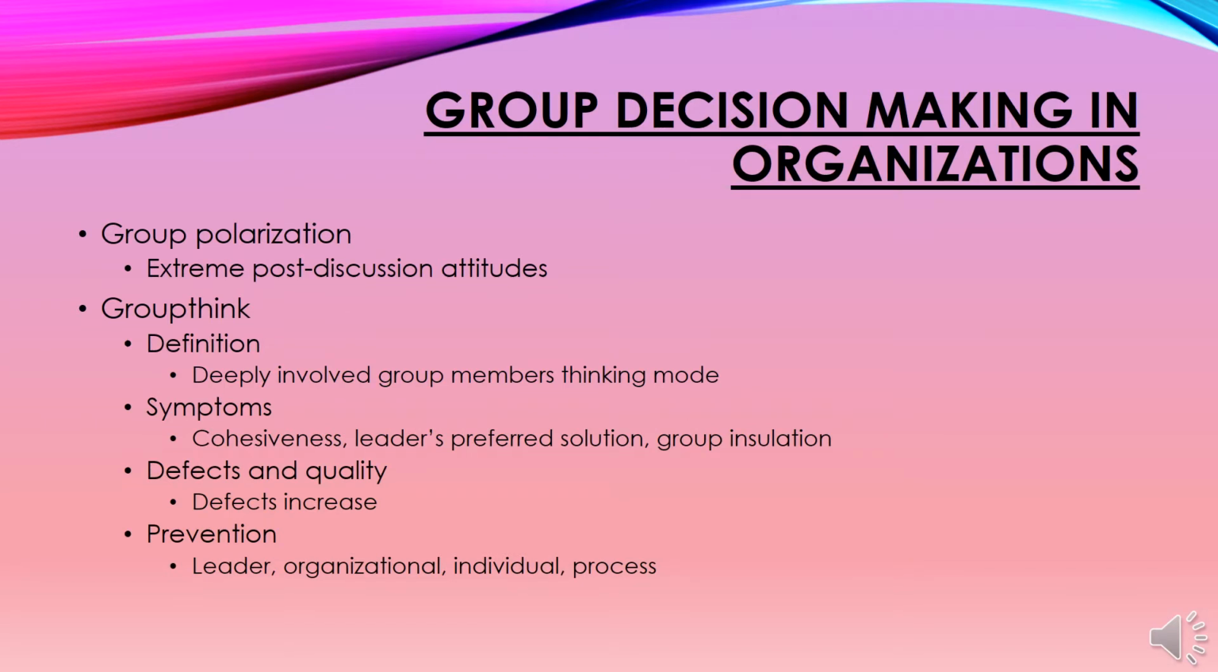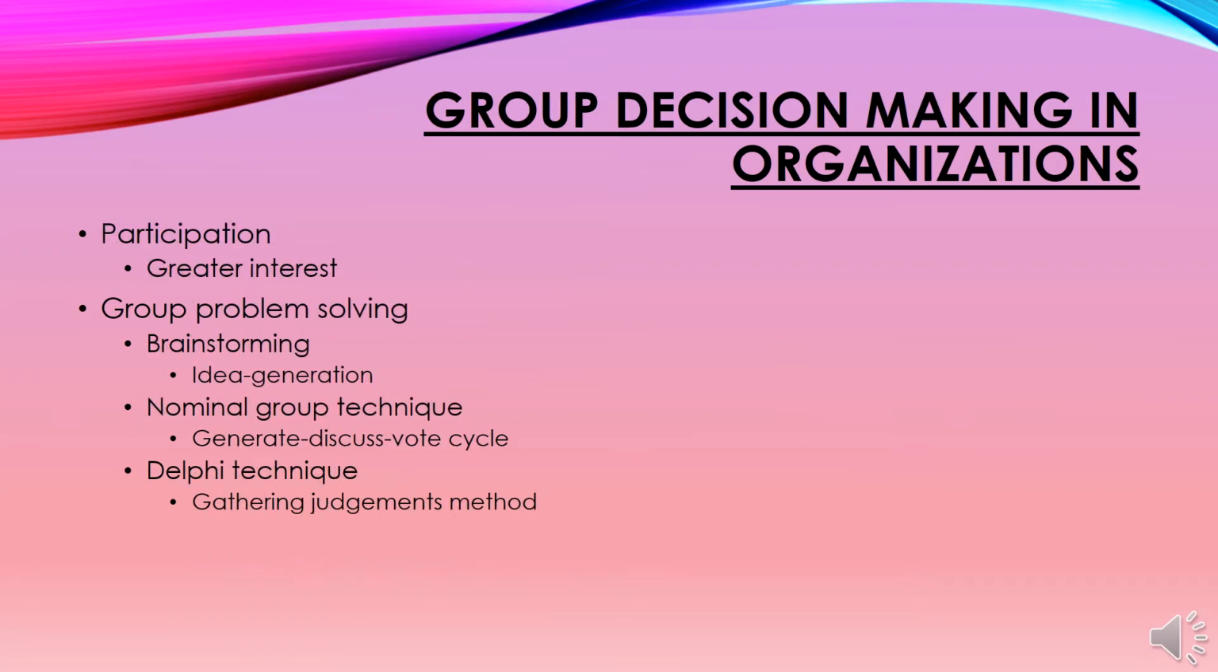Group polarization occurs when the average of the group members' post-discussion attitudes tends to be more extreme than average. Groupthink is a thinking mode that occurs when the group members are deeply involved and want to avoid animosity. Their motivation to appraise alternative courses of action is reduced. This causes symptoms such as cohesiveness, over-belief in the leader's preferred solution, and group insulation. Since defects increase during groupthink, leaders, organizations, individuals, and process prescriptions are suggested for prevention.